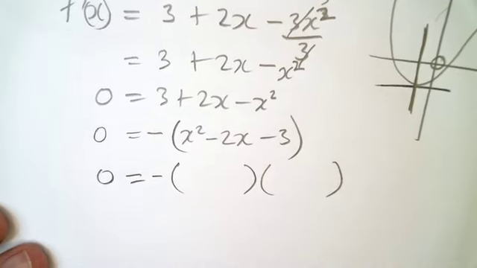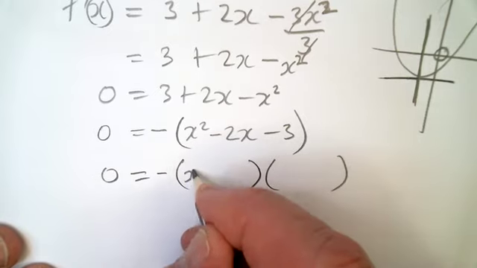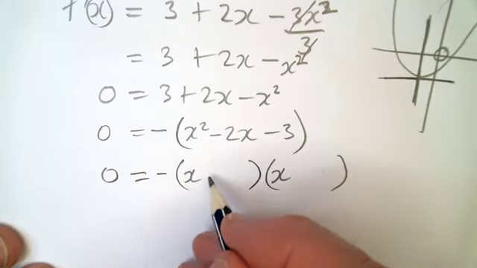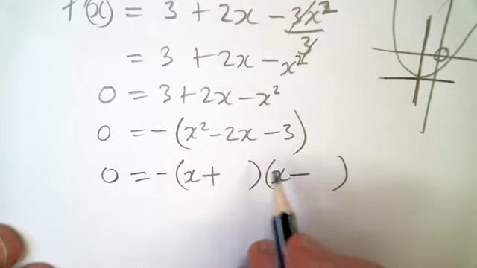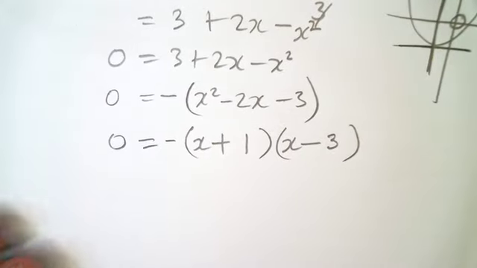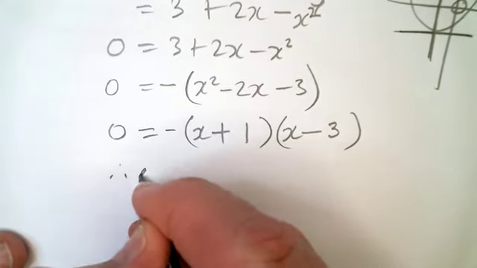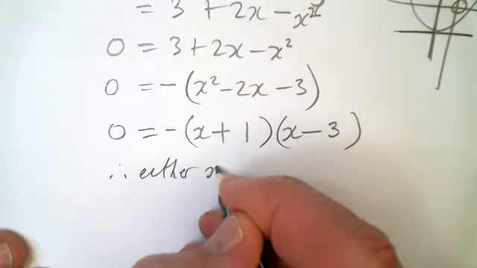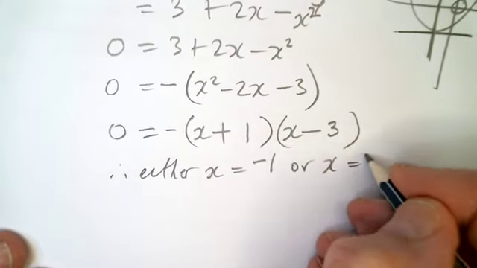and I'm going to solve for x. So factors of 3 are 1 and 3. So I've got an x and I've got an x. Signs are different. The biggest number of the two is going to be negative 1 and 3. So 3 is going to be negative and 1 is going to be positive. So therefore, either x is equal to negative 1 or x is equal to 3.